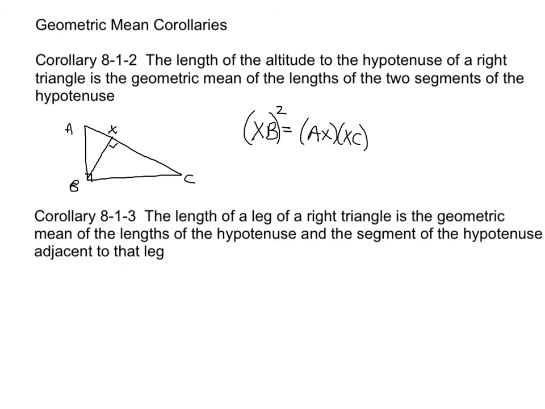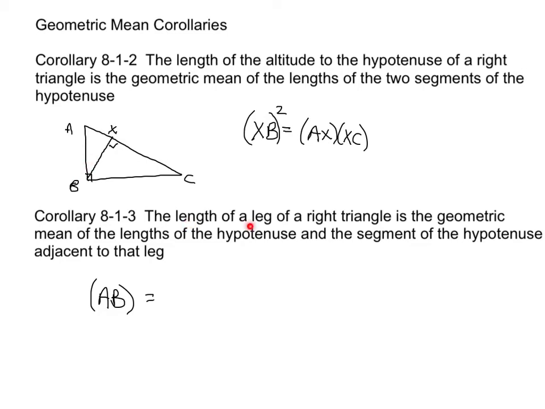Now we have a very similar corollary here. It says that if we're looking for the length of a leg of a right triangle, so maybe AB or BC, the length of a leg of a right triangle is the geometric mean of the lengths of the hypotenuse, whatever that hypotenuse is, and the segment of the hypotenuse adjacent to that leg. So for example, let's say we want to know how long is AB. So this length right here, what's that distance?